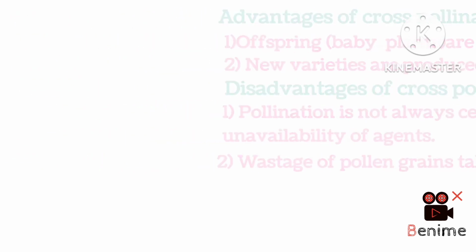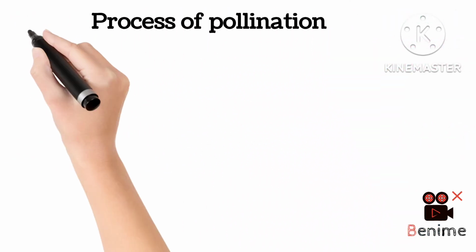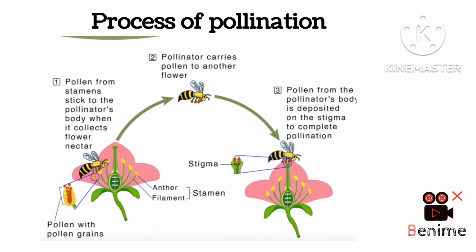Process of pollination. In this process, the pollen grains are produced in the anther. Pollens from the stamen stick to the pollinator's body when it collects flower nectar. This pollinator carries the pollen to another flower, and the pollen from the pollinator's body is deposited on the stigma to complete the process of pollination.